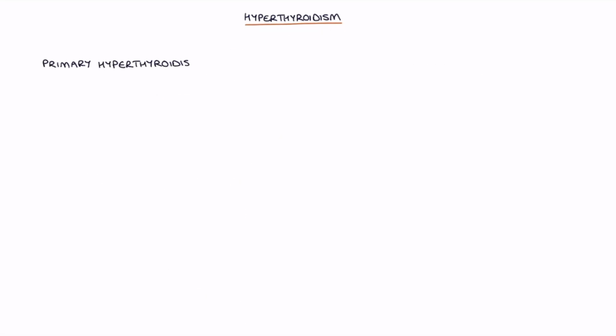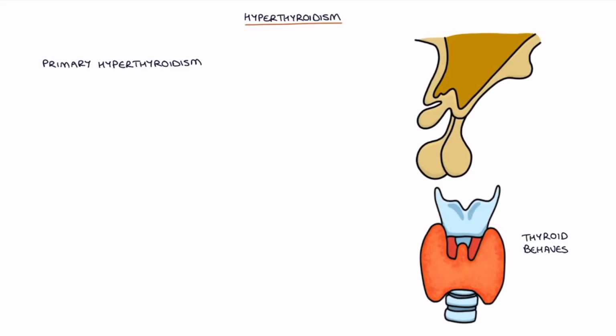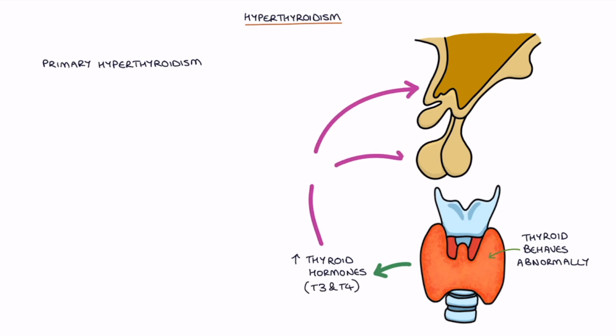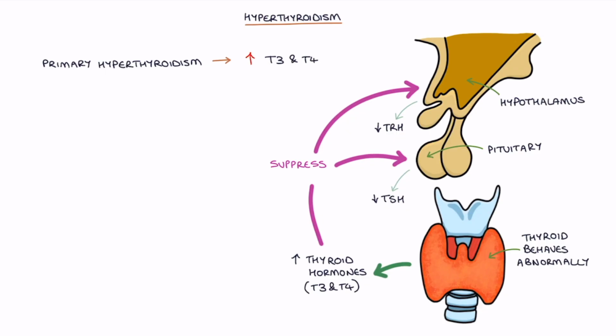Primary hyperthyroidism is where the thyroid behaves abnormally and produces excessive thyroid hormones. High levels of T3 and T4 act on the hypothalamus and pituitary to suppress TRH and TSH. On a blood test, T3 and T4 are high and TSH is low.